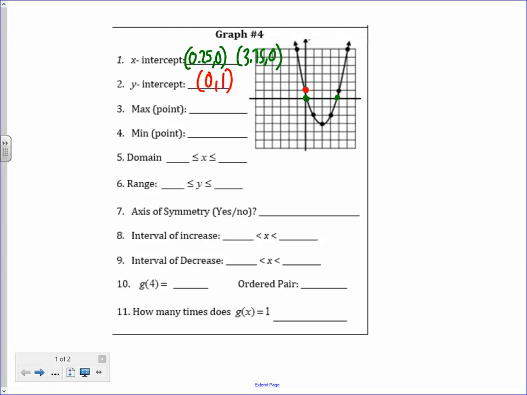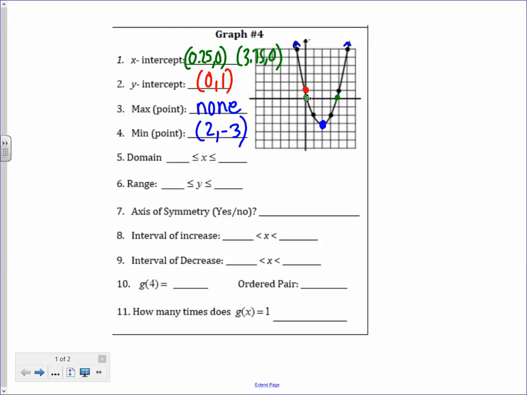Next, I want to talk about the maximum. I want to know, does my graph have a very highest point? When I look at my graph, it appears to have arrows at the top, which means that the graph goes up forever, which means that there is no maximum point. However, there is a very lowest point. There is a minimum. That minimum is this blue dot right here and looks to be at 2, -3.